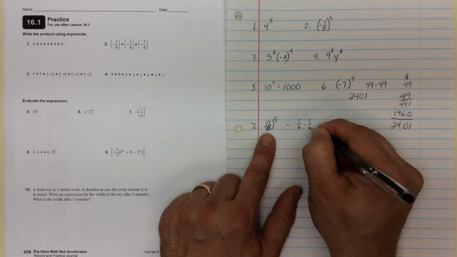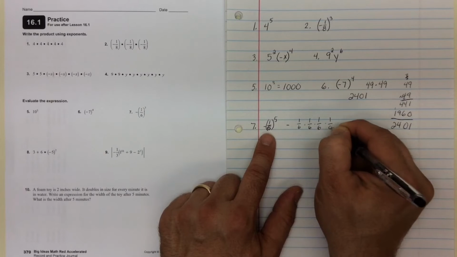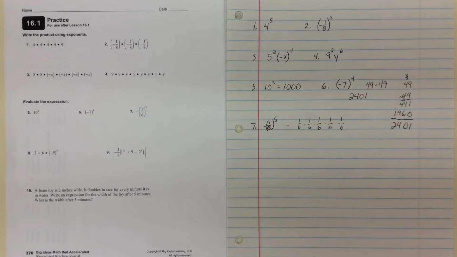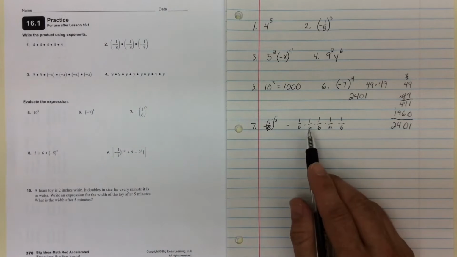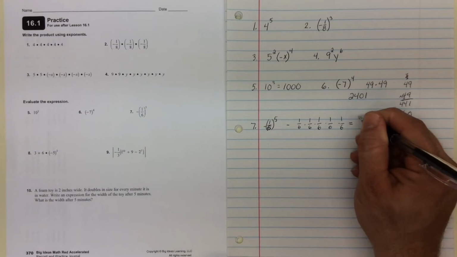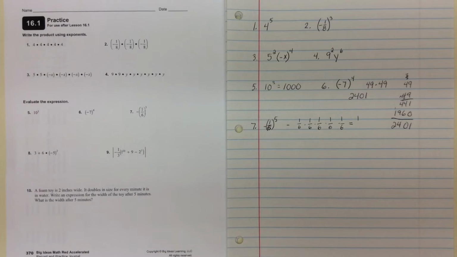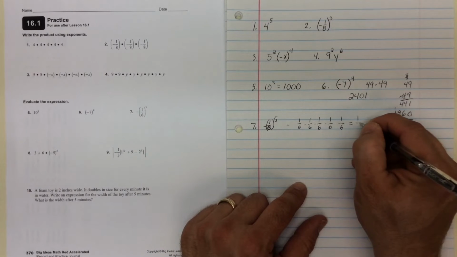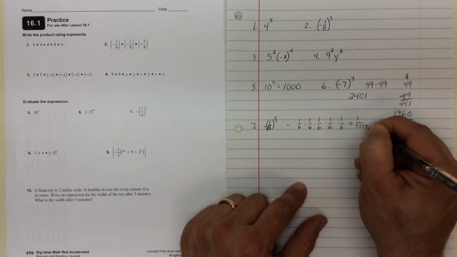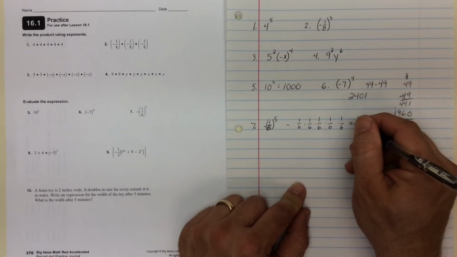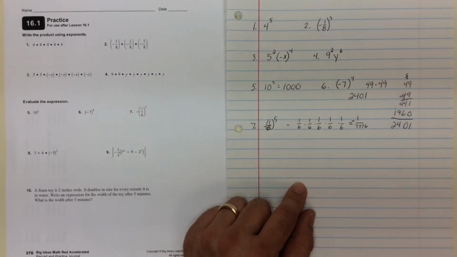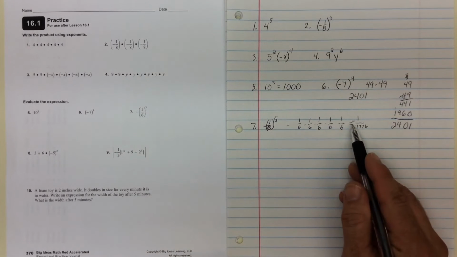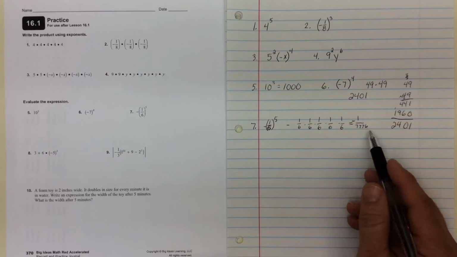1/6 times 1/6 times 1/6 times 1/6 times 1/6. And 1 times 1 times 1 times 1 times 1 is 1. And 6 times 6 times 6 times 6 times 6 is 7,776. And it's going to be negative, which I didn't leave a lot of room for a negative in there, but I know you will because you're smarter than I am. So negative 1 over 7,776.